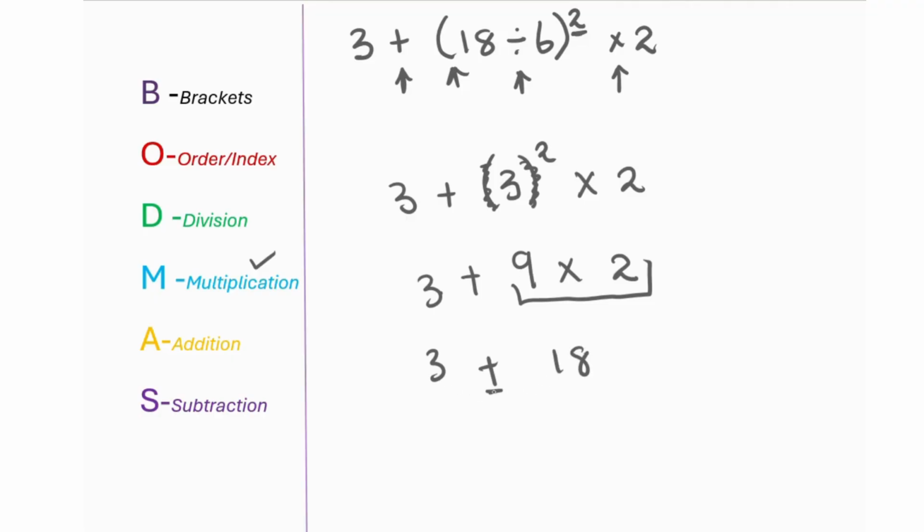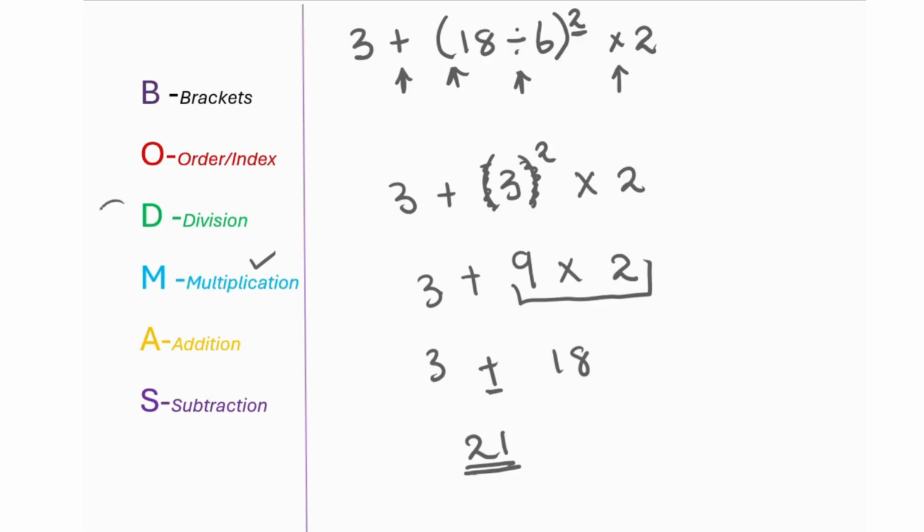So now we're just left with addition. So it's just going to be 3 plus 18, which is equal to 21, right? So this is the answer. So you just use this BODMAS to figure out which operation to do first, or simplify first, as you go ahead.